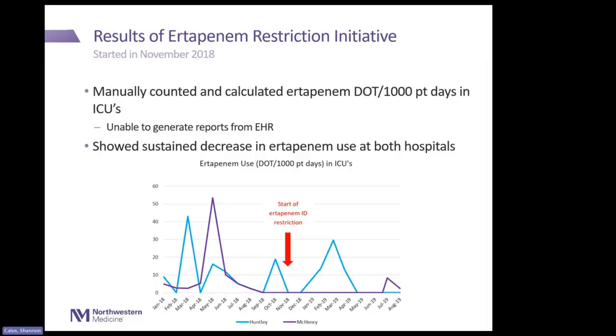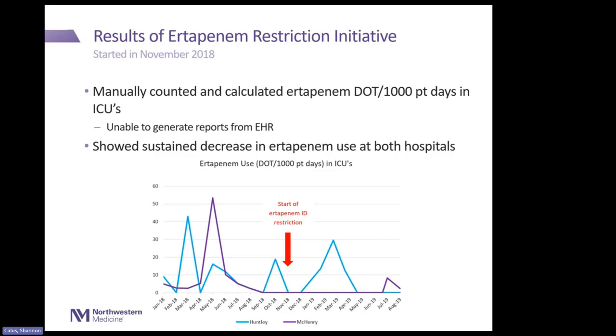We put this initiative in place in November 2018, and you can see here the results of our initiative. So again, we wish we had better, more facility-wide data, but we had to manually collect. So we did count ertapenem days of therapy per 1,000 patient days in ICUs in McHenry and Huntley hospitals. We were starting to try to generate reports from the EHR, but really were not successful in that. So we're able to show in the graph below, the red arrow indicates when we started the initiative, and then Huntley is in blue, and McHenry is in purple with the ertapenem days of therapy per 1,000 patient days.